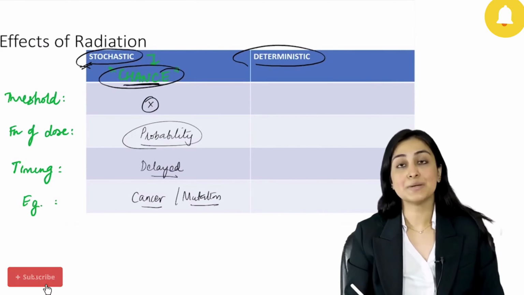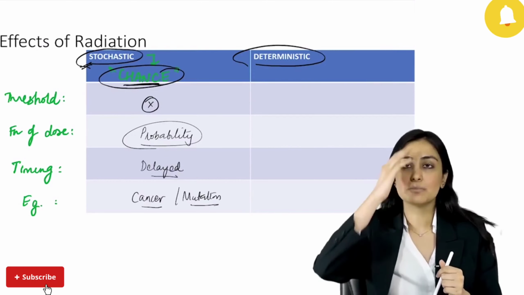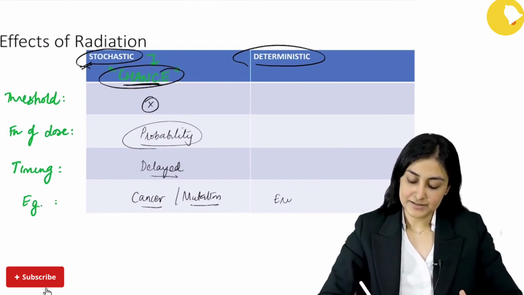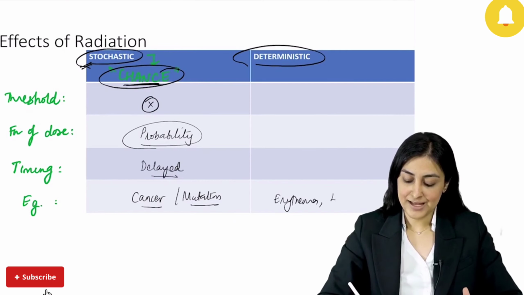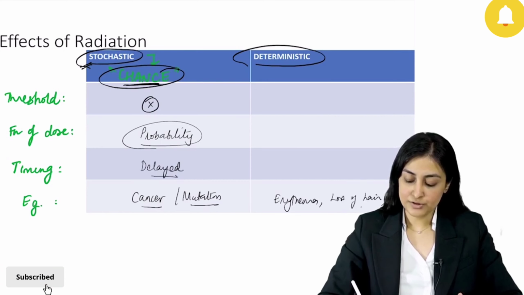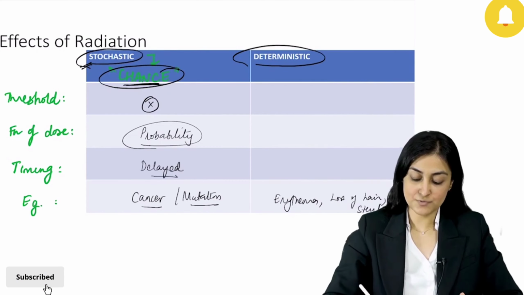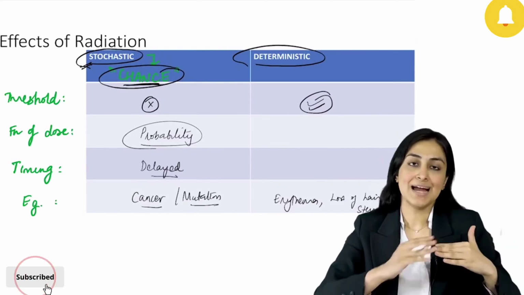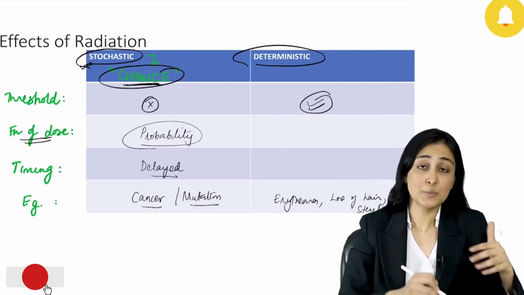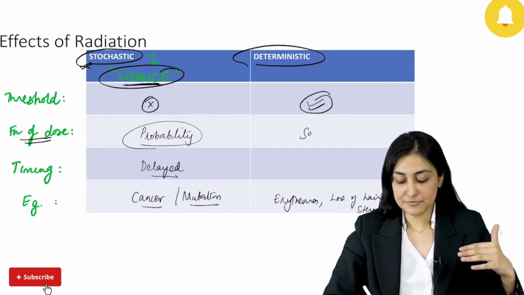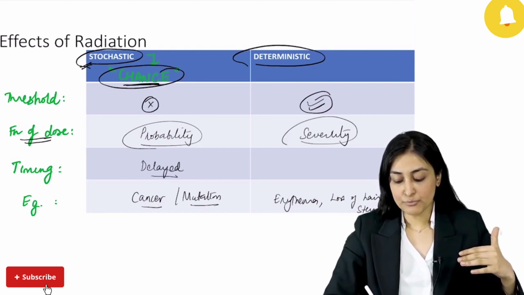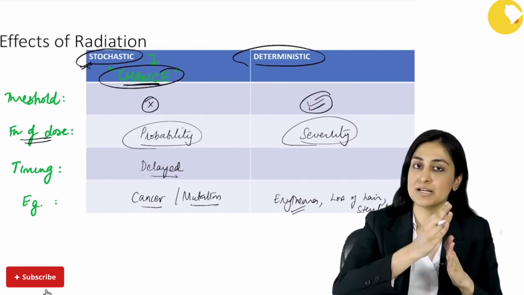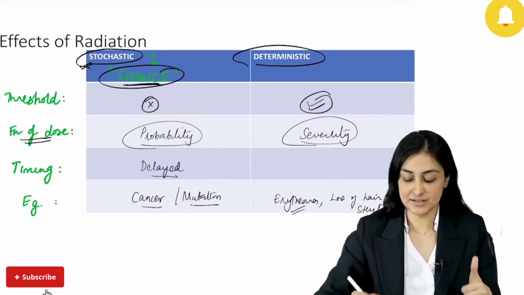On the other hand, deterministic effects. These are effects which can be determined, which we know are going to happen beyond a certain threshold. So effects like erythema, effects like loss of hair, effects like sterility. All of these are deterministic effects which have a threshold, that beyond this radiation dose you will have these side effects. And as the dose keeps increasing, what becomes a function of the dose? It is the severity. When you receive more radiation, you will have more severe erythema. If you do not receive so much radiation but have crossed the threshold, you will have less severe erythema. Right?